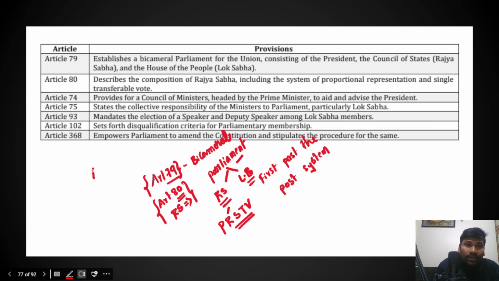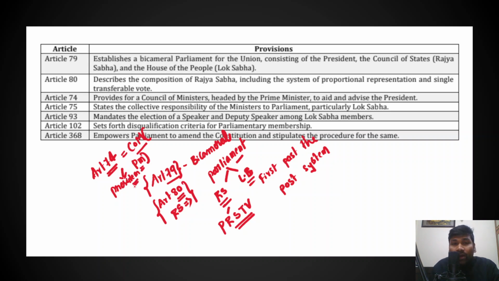And similarly, Article 74, this is also a very important article, and this article talks about the Council of Ministers, and those Council of Ministers are headed by whom? They are headed by the Prime Minister to aid and advise the President. So Council of Ministers headed by the Prime Minister provide advice to the President.